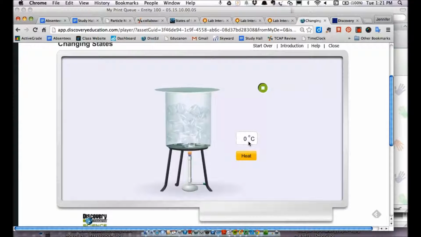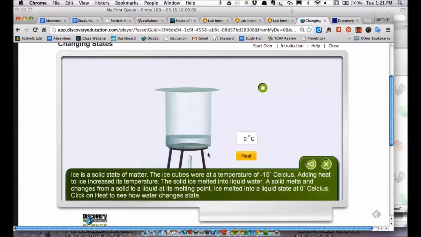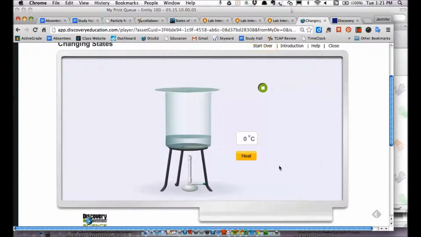Temperature's rising. It's at zero. Notice it's still at zero, even though the heat's still on. Now it's still at zero. It's all melted. We keep the heat on. Now the temperature is going to increase. Now I'm going to hit the heat again.